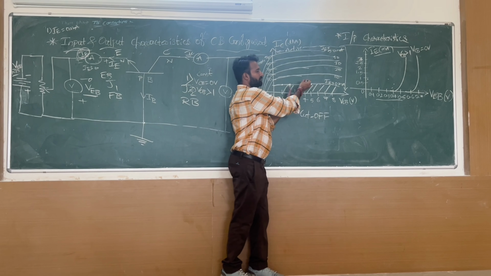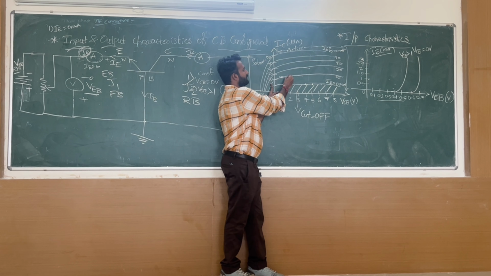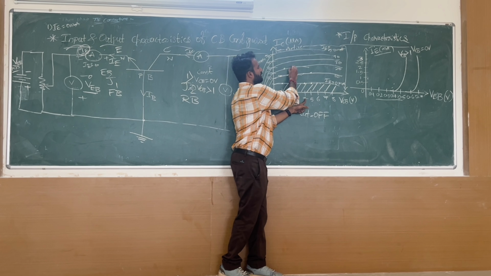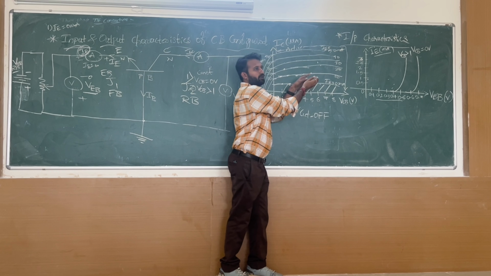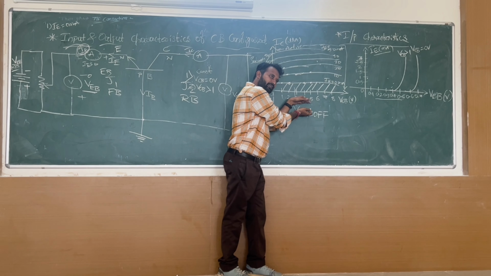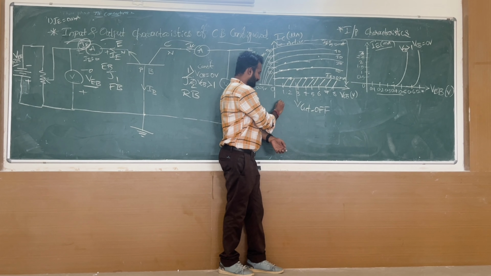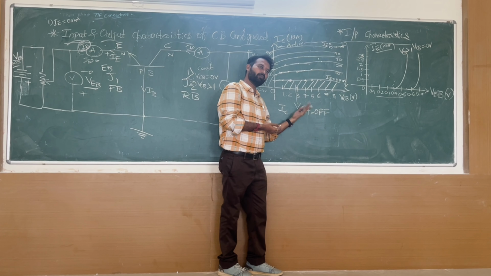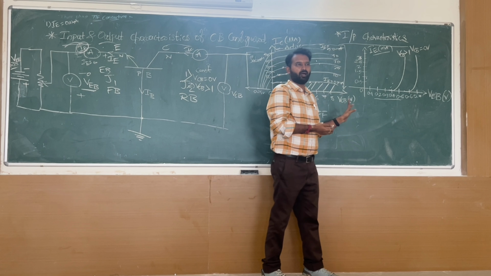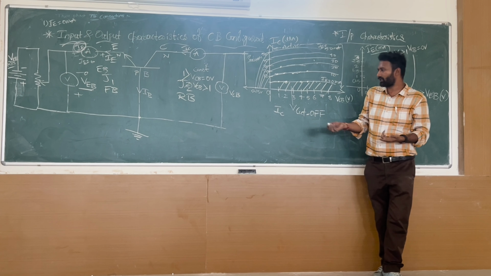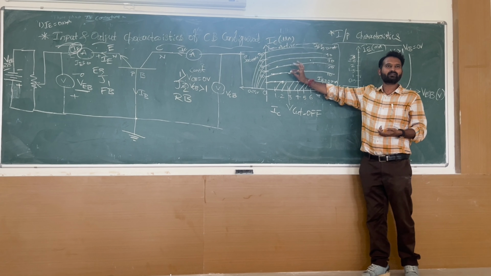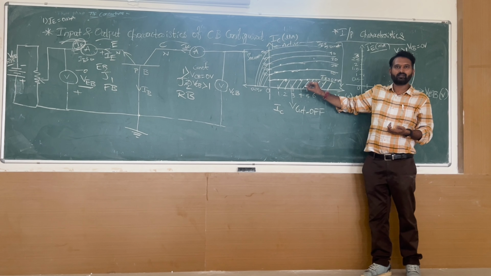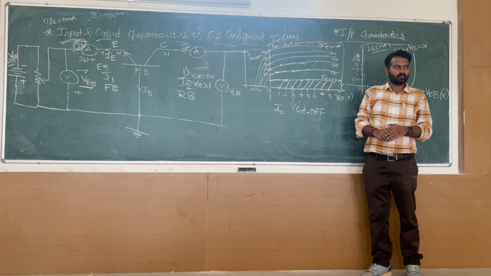For IE equal to 10, my IC is 10 only. Even if you are varying VCB, 10, 10, here 20, 20, 20, 20, here 30, 30, 30, 30. These curves are parallel to VCB, which means IC is not dependent on VCB. IC is independent of VCB. Clear with this? Even if you are increasing VCB, IC is not increasing. It is constant. These curves are parallel to VCB. Clear?